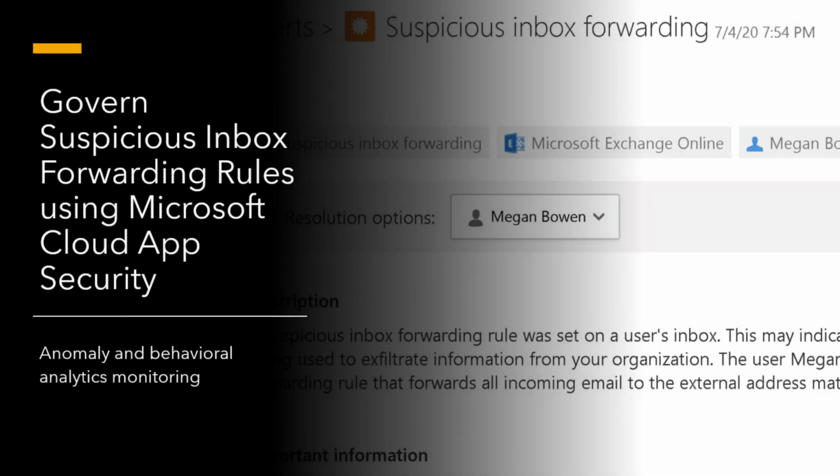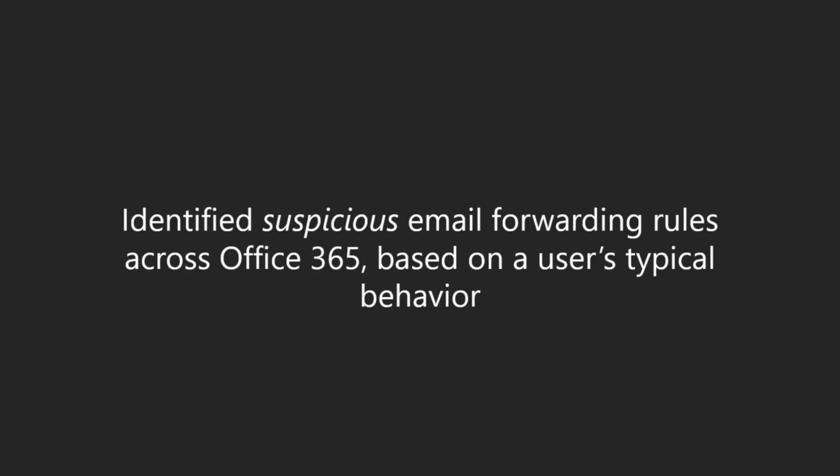During an attack, a bad guy will forward email to an external mailbox to help them exfiltrate data and accomplish their mission. I'm going to show you how to identify these suspicious forwarding rules using Microsoft Cloud App Security. Cloud App Security understands what a user's typical behavior is versus something that's abnormal. Thus, it's going to identify suspicious email forwarding rules in Office 365. So let's take a look at this in more detail.